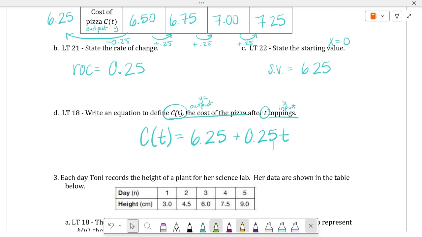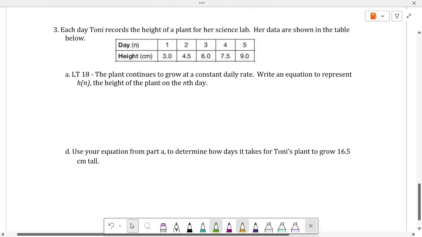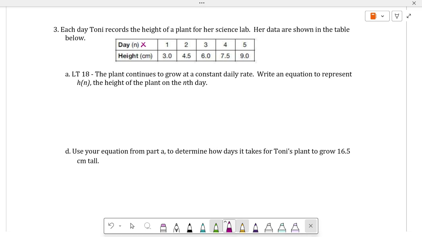Question 3. Each day, Tony records the height of a plant for her science lab. Her data are shown in the table below. We've got height and we've got days. Days are our X, height is our Y. All right. If we take a look at this, we see that there's a pattern of adding 1.5 centimeters every day. It's growing at a nice constant daily rate.